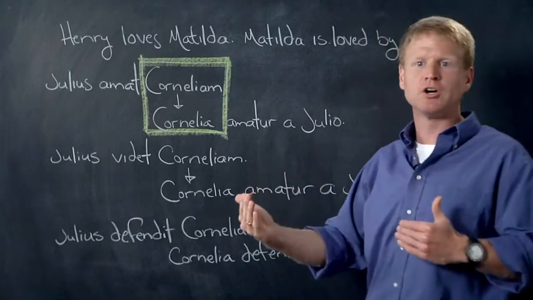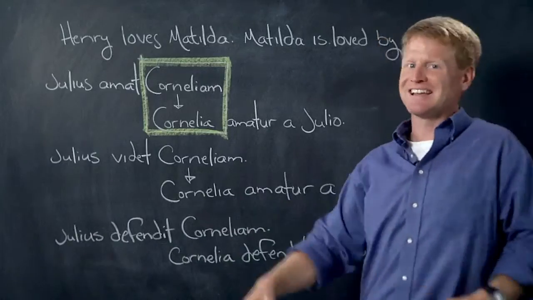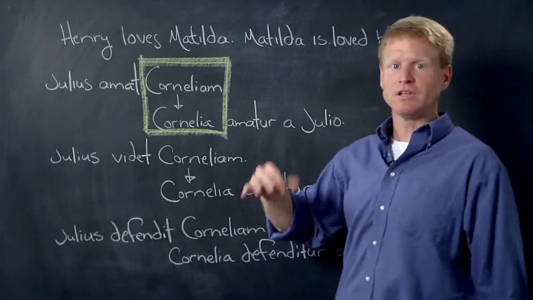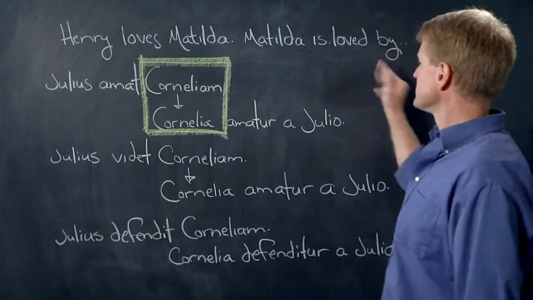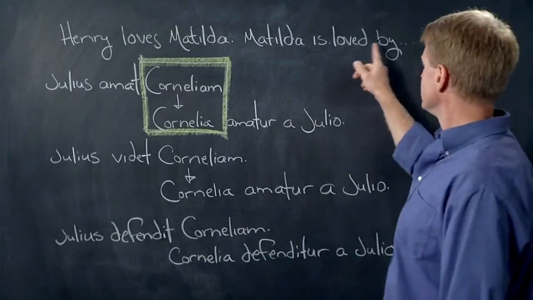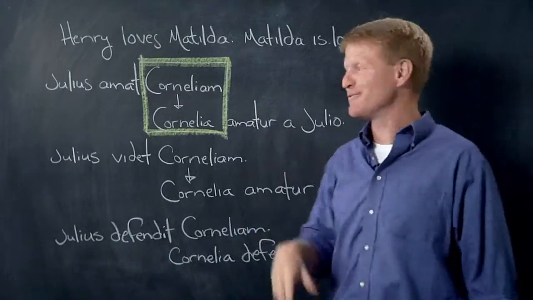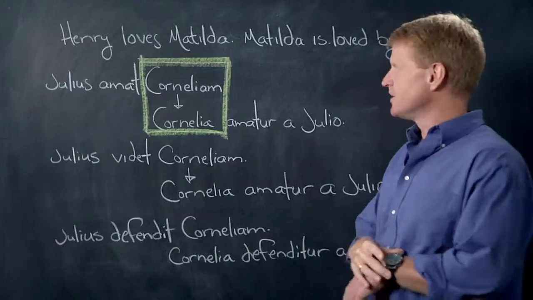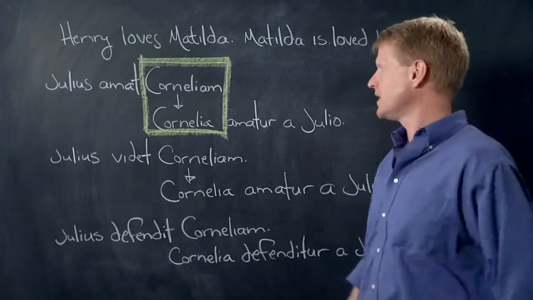So it's a little bit of a longer sentence. It's not as clear and as tight as an active sentence. Henry loves Matilda, 3 words. Matilda is loved by Henry, 1, 2, 3, 4, 5 words. Yeah, 5 words. So it's a little different. Now let's take a look at how this works in Latin.